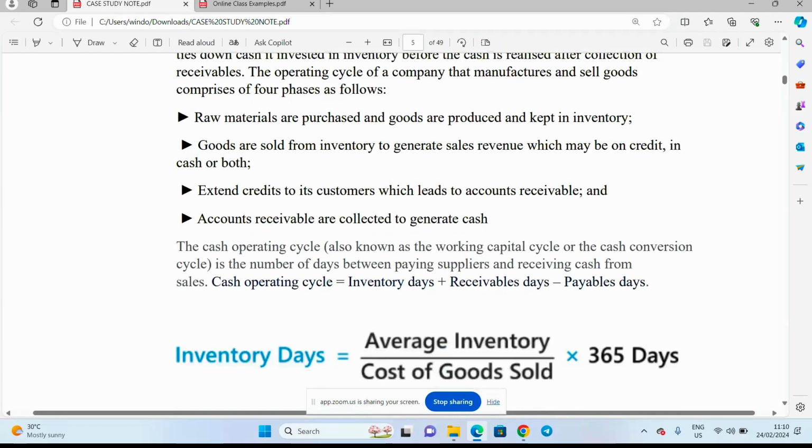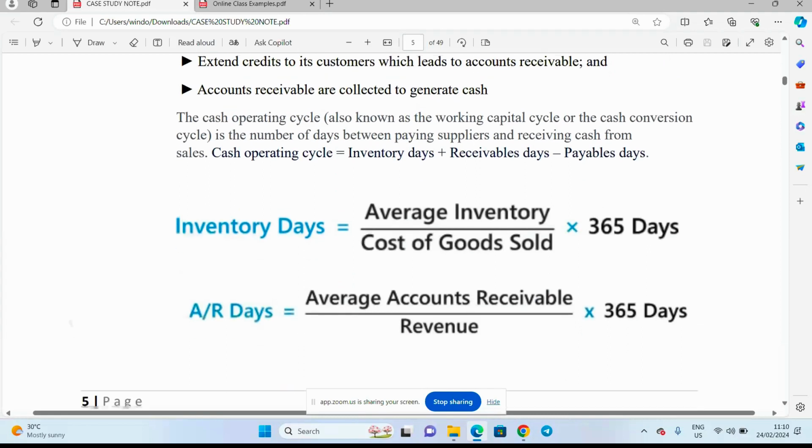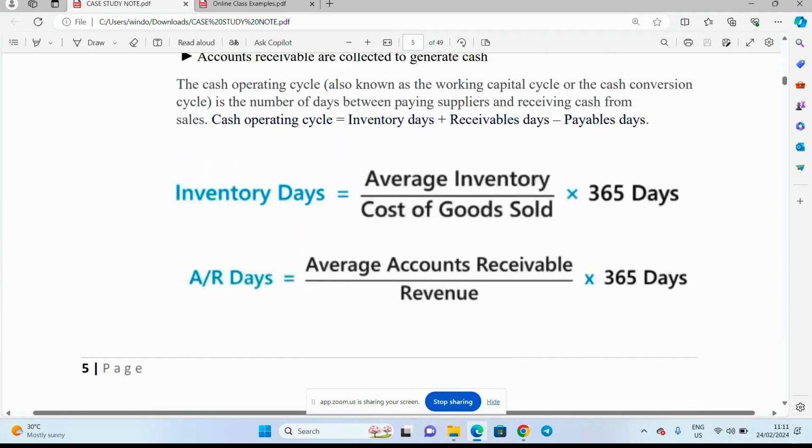How do you calculate your inventory days? Average inventory divided by cost of sales times 365 days. But there might be an assumption in your exam that you should assume 360 days. You must abide by the instruction of ICAN. If they're asking you to use 360 days, then that's it. How do you calculate average inventory? Opening inventory plus closing inventory divided by 2 gives you average inventory. You understand?